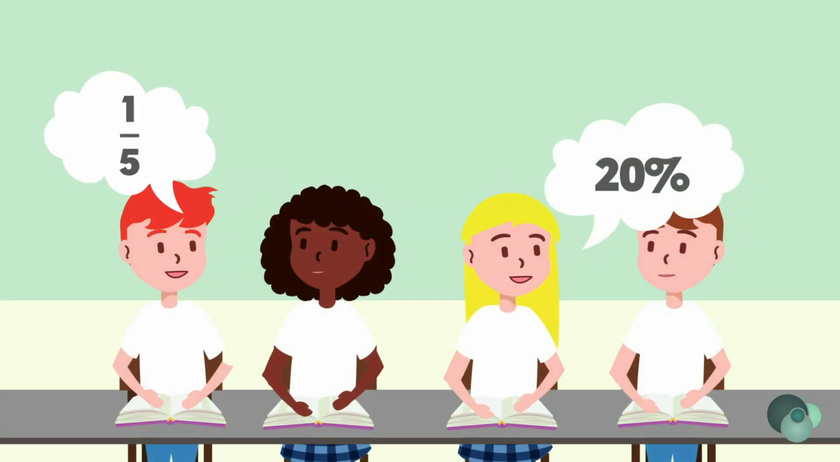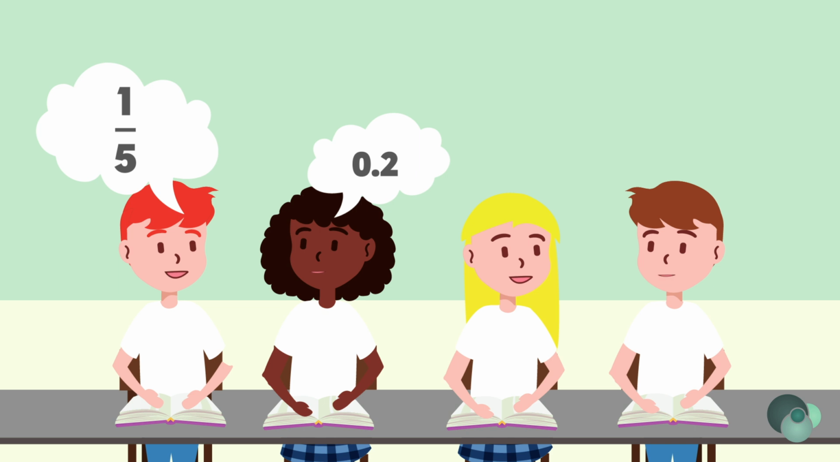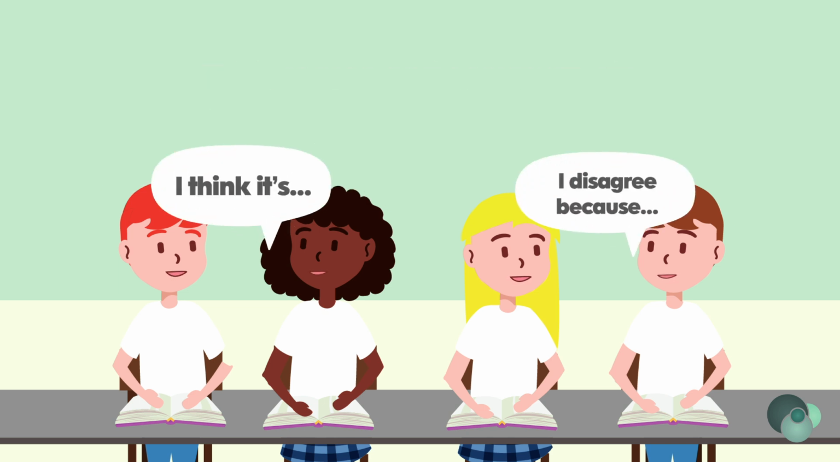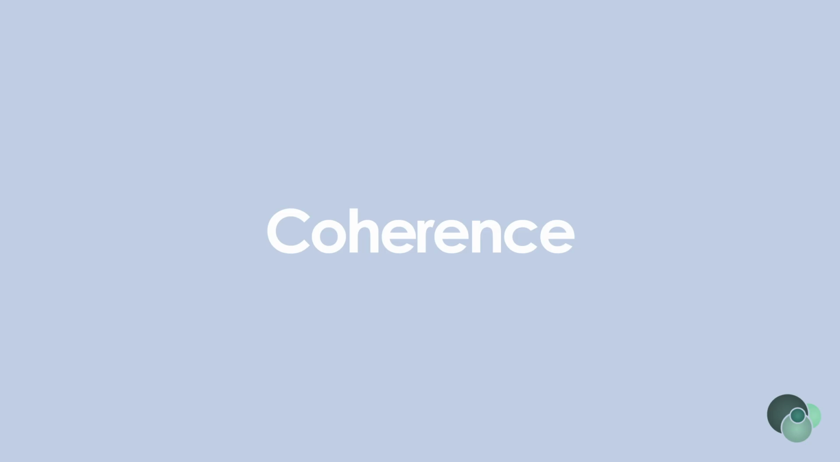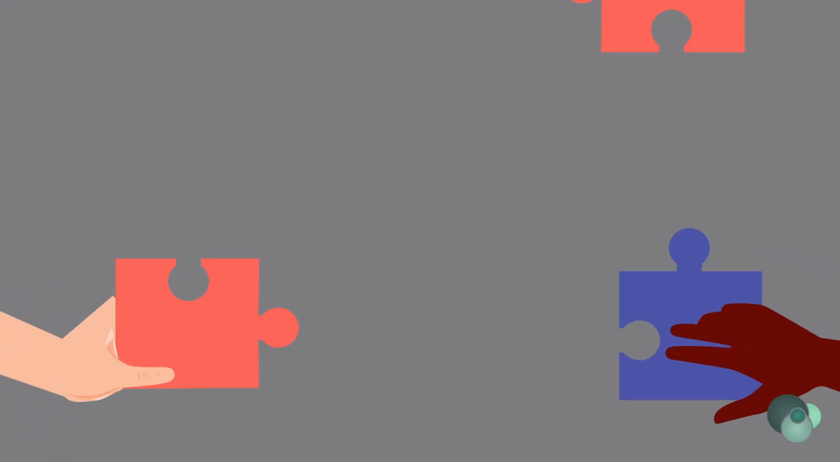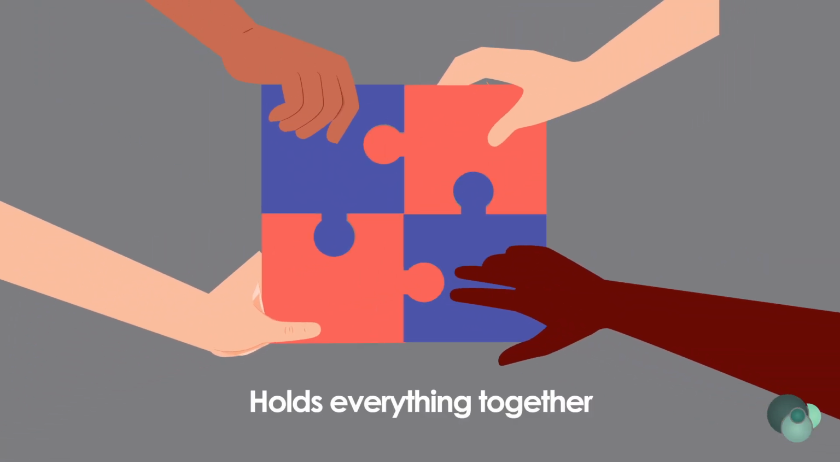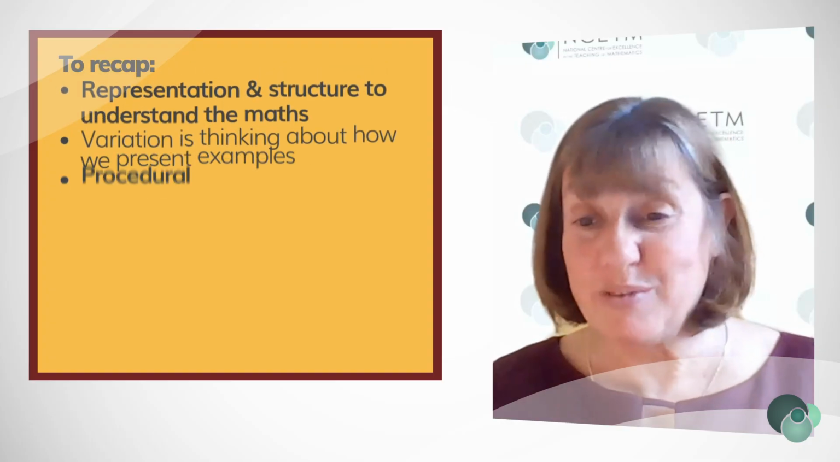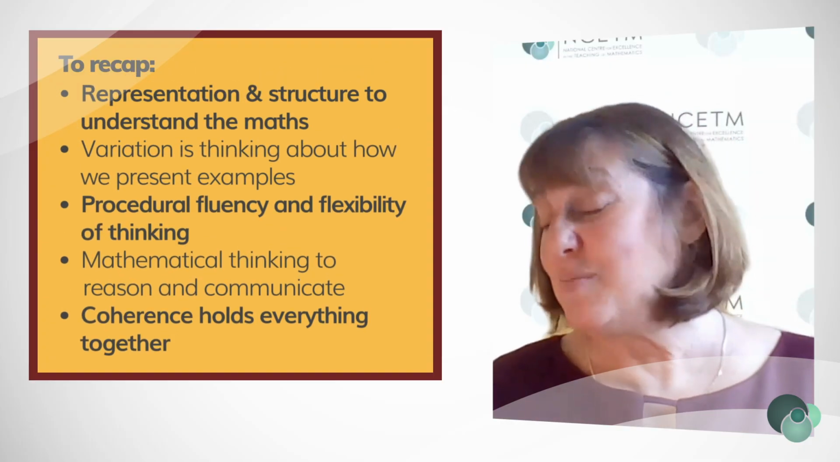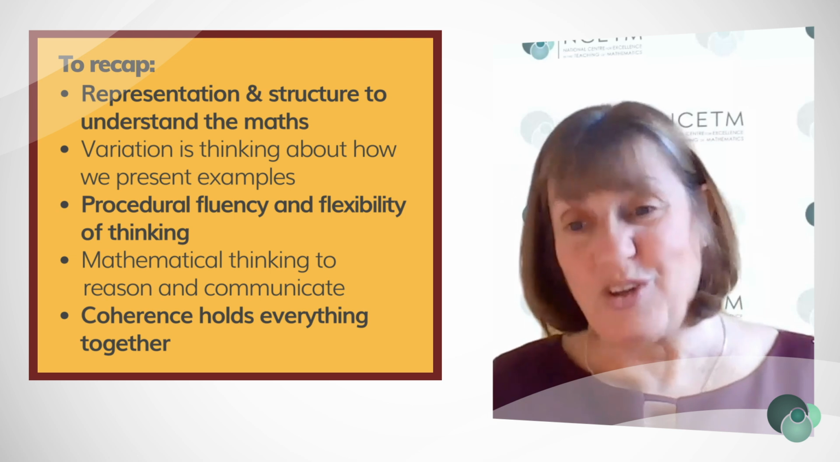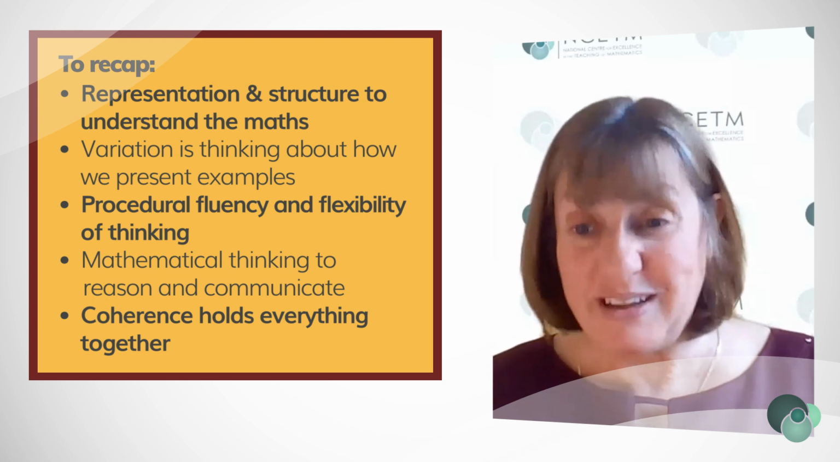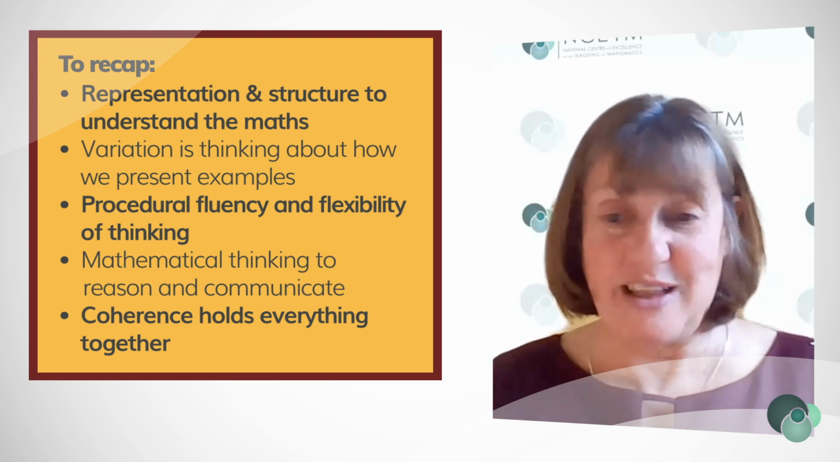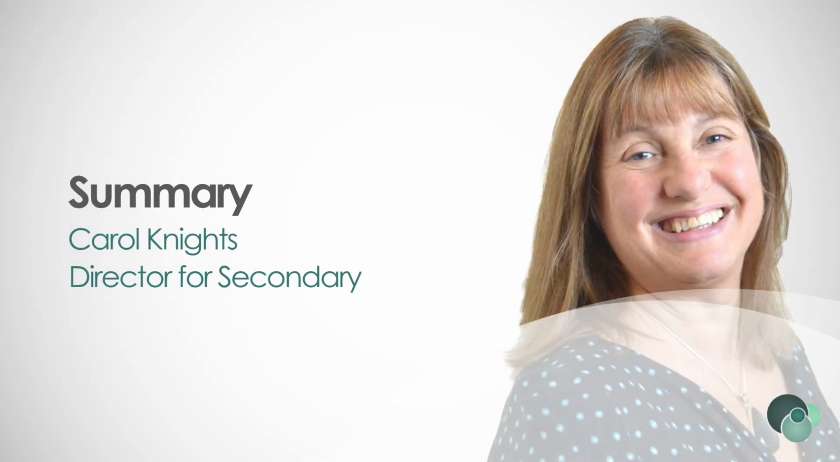Think about mathematical thinking, how students have opportunities to think and reason and communicate the mathematics. Coherence is our 5th big idea, and that's the thing that holds everything together. So how a department comes to think about and make decisions about what to use and when, and making sure that it all makes sense. It's all done in a sensible order.